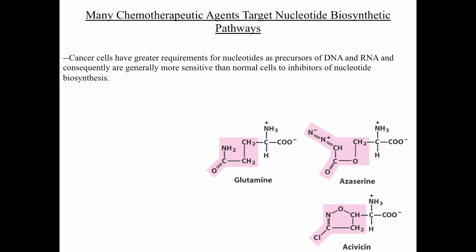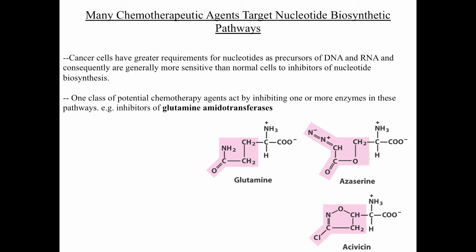So cancer cells, remember, a cancer cell is defined by a cell that grows and divides uncontrollably, so it's doing lots of replication. They have a greater requirement of nucleotides as precursors of DNA and RNA, and they're going to be more sensitive to nucleotide biosynthesis inhibitors versus normal cells. Normal cells generally replicate and divide very little, or not at all, whereas cancer cells are replicating and dividing all the time, so they're much more sensitive to these inhibitors.